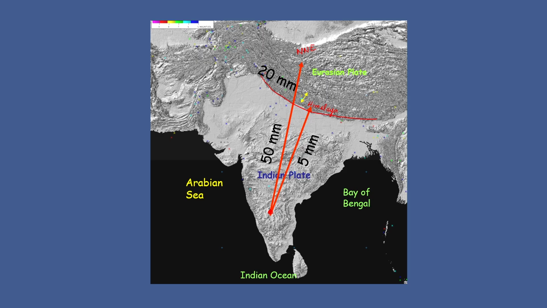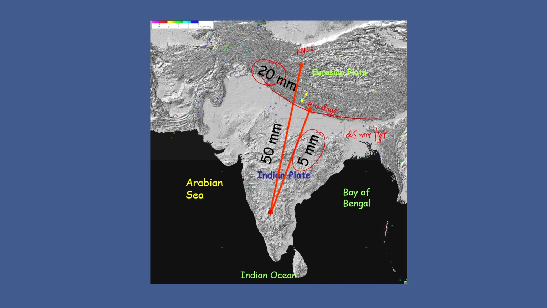But in a broader sense, it consumes almost 20 millimeter per year. Now, if we add this to the Indian plate part, then we say this is around 25 millimeter per year. So this has been taken up by the Indian plate and the Himalayan region.